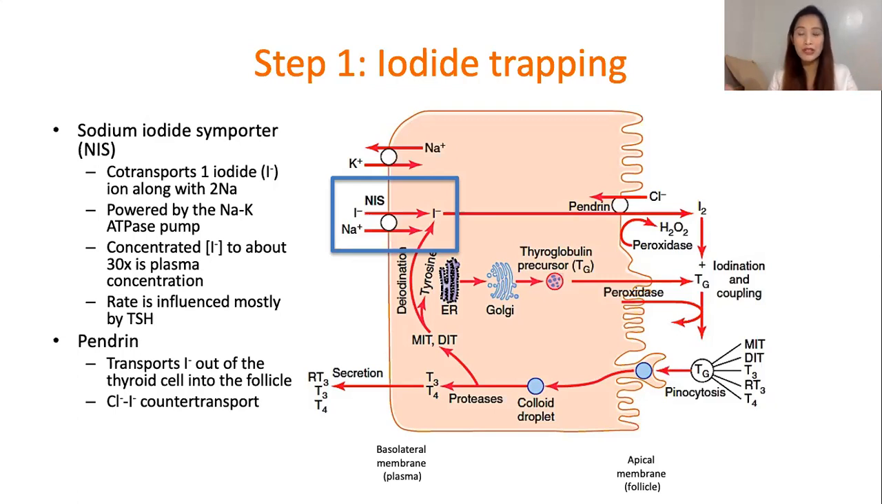Okay, so because TSH affects almost all the steps of thyroid hormone synthesis, we also have another transporter on the colloid side, or the apical membrane side, into the follicle, called the pendrin. So your pendrin, on the other hand, transports your iodide to your colloid through a chloride-iodide counter transport system.